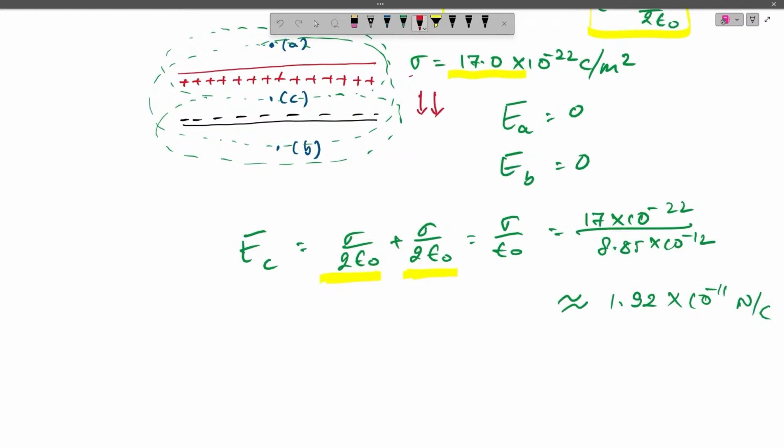Now they both will add up. Since the angle between them is 0, they both will add up, and the vector addition would be sigma by epsilon naught, and this would give us 1.92 into 10 to the power minus 11 Newton per Coulomb.